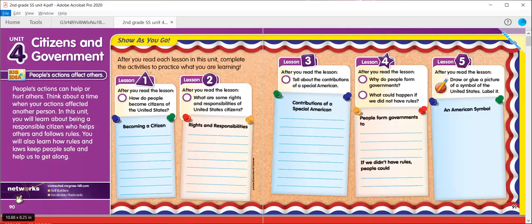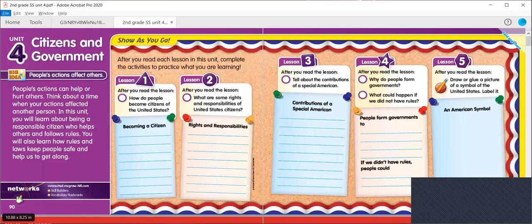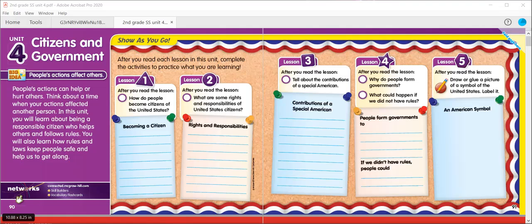We're going to begin with our Unit 4 opener. So this is going to be the introduction for Unit 4. Unit 4, Citizens and Government. Big Idea. People's actions affect others. People's actions can help or hurt others. Think about a time when your actions affected another person.